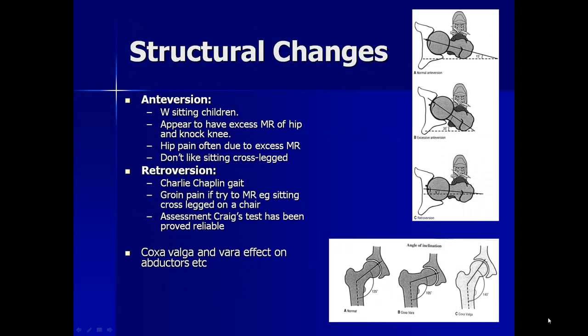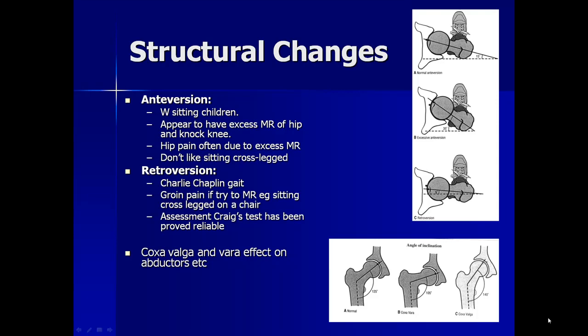These structural changes of anteversion and retroversion are best explained with the diagram on the right. On the top diagram, you will see a diagram where the angle of the neck of the femur relative to the horizontal shows an angle of 15 degrees. And this is normal, and the position of the normal hip joint is in relative anteversion. So there's a 15-degree angle normally relative to the end of the femur.